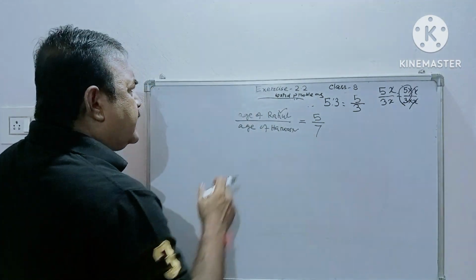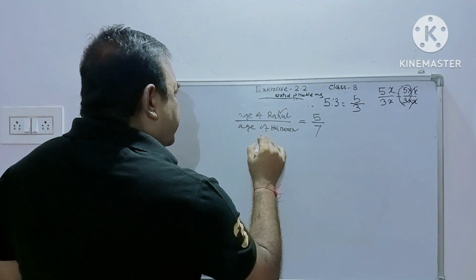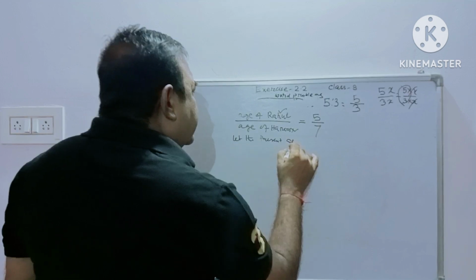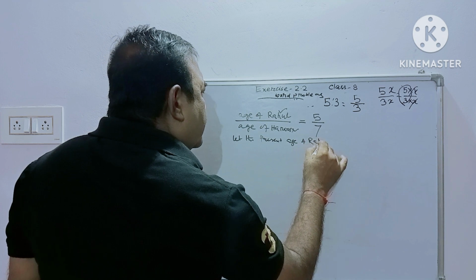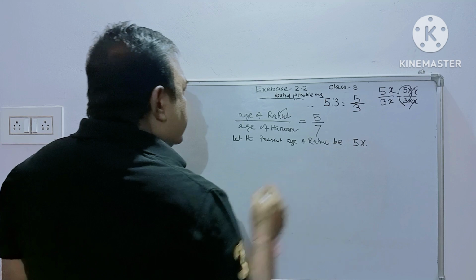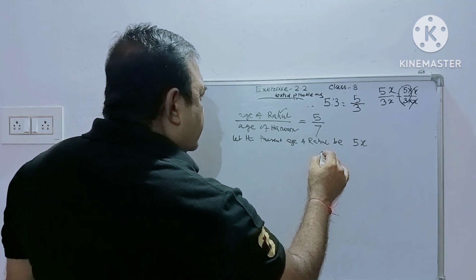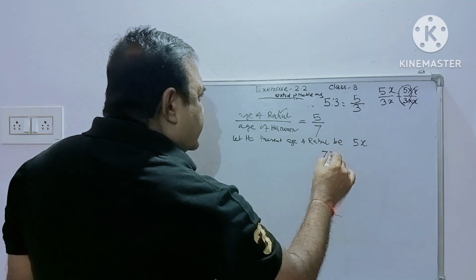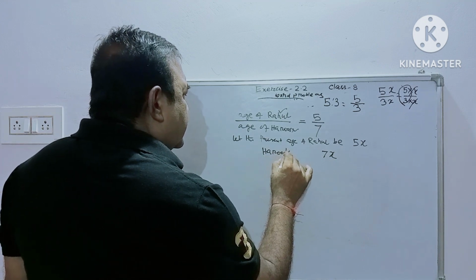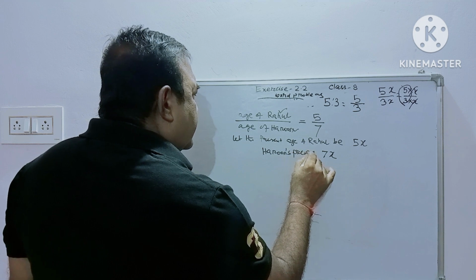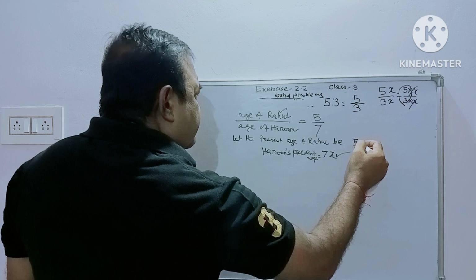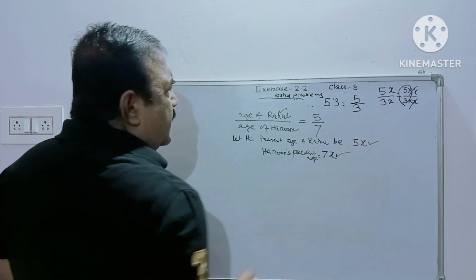Let the present age of Rahul be 5x. Then what will Harun's present age be? That will be 7x. So Harun's present age is 7x and the present age of Rahul is 5x.